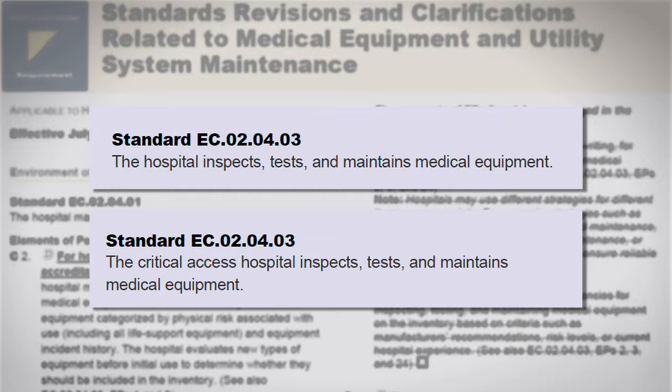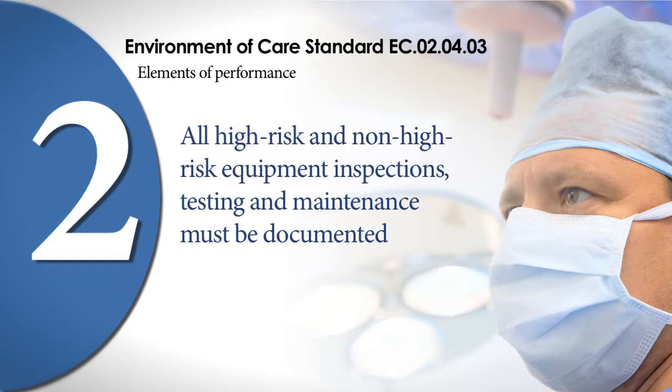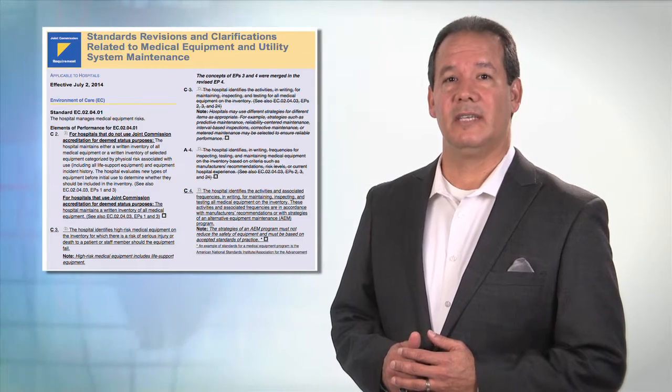Standard EC 02.04.03 states that the hospital or critical access hospital shall inspect, test, and maintain medical equipment. The elements of performance for this standard include the following. First, before initial use and after major repairs or upgrades of medical equipment listed on the medical inventory, safety, operational, and function checks must be performed. And second, all high-risk and non-high-risk equipment inspections, testing, and maintenance must be documented.